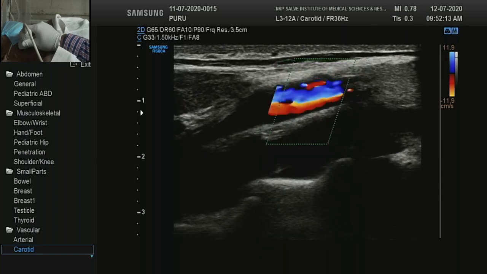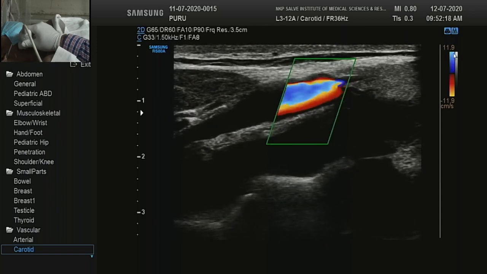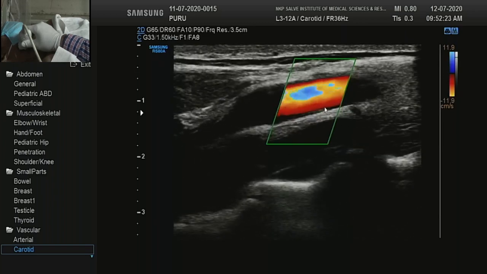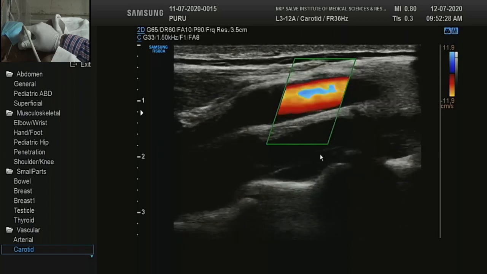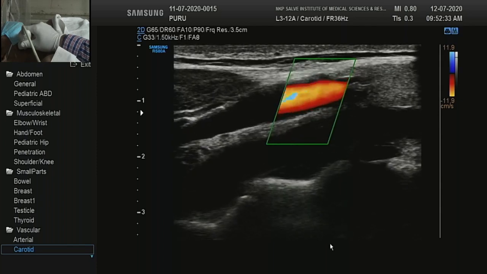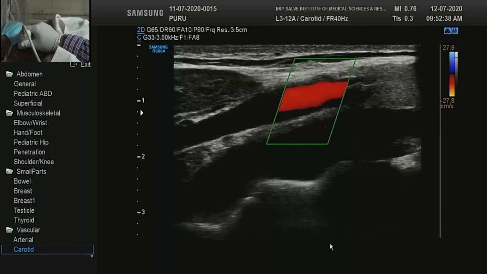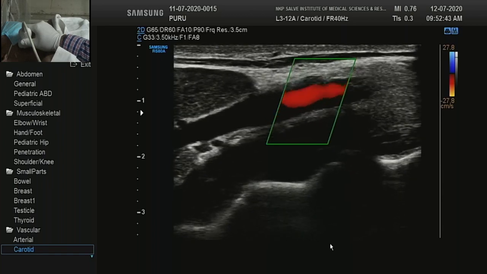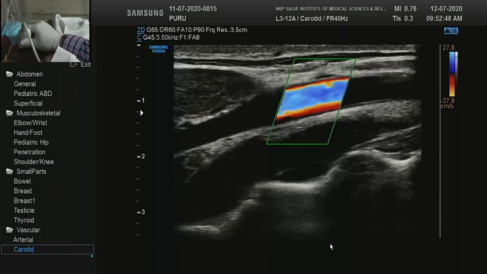What has happened? This has become blue. Color coming towards the probe is blue, going away is now red. So we know where the flow is going away, and it is red. So the artery is showing red flow, and what we are doing here is we'll just increase the scale a little bit so that the aliasing is reduced and the complete vessel wall is filled with color. We'll increase the color gain a little again so that this is nicely seen.